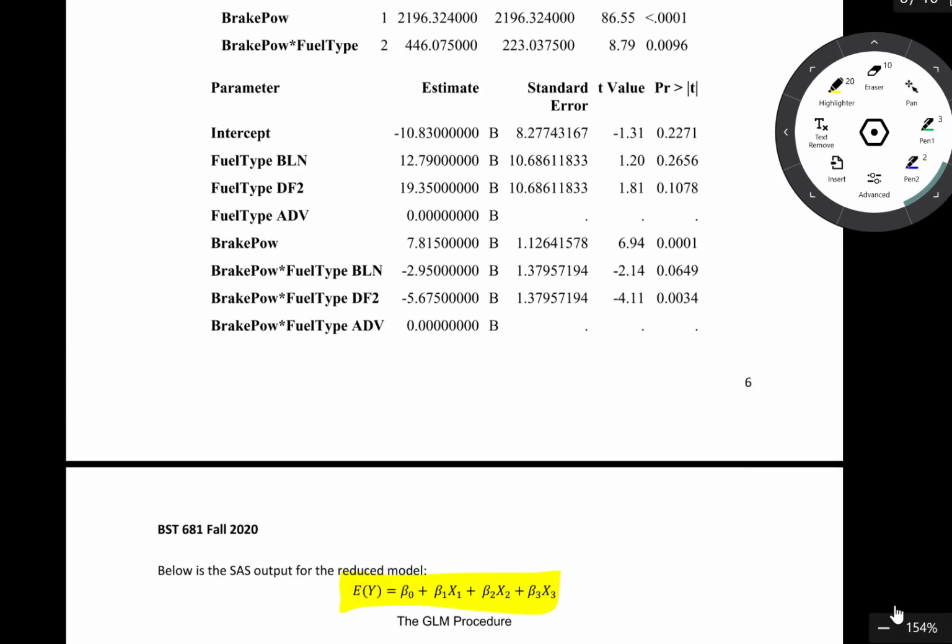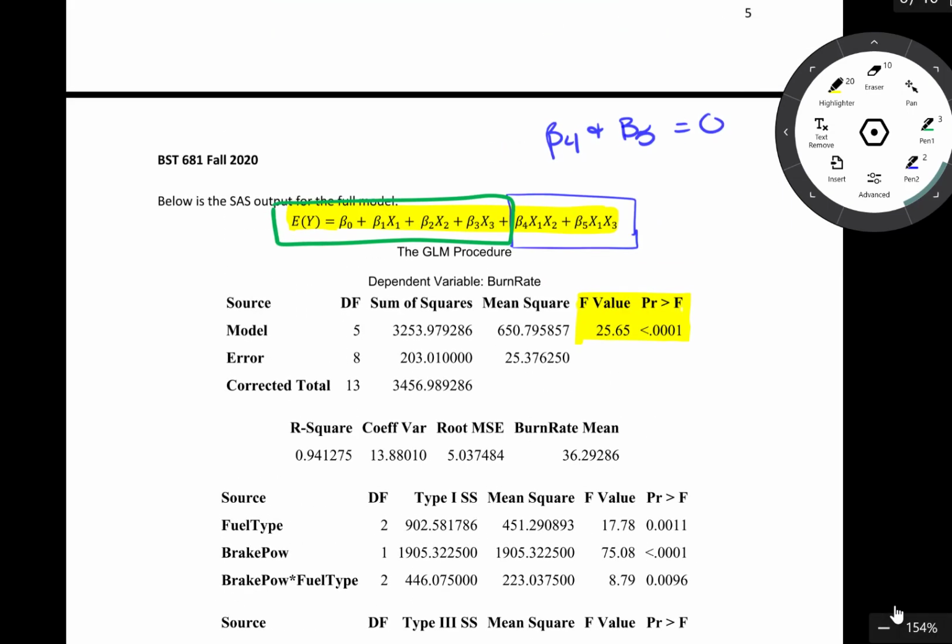All right, so we might next want to conduct a test to see whether brake power and fuel type interact. So let's again go back and look at the comparison of our two models. Notice we have our full model here, and the reduced model, the model without the interaction terms, is in the green box. Previously we saw how to test if there was an interaction if there was only a single term that dealt with the interaction, and we could look at that t-test. But notice here, the part of the model that corresponds to the interaction involves two different coefficients, both beta 4 and beta 5. So for this reason, we're going to use that f-test for comparing nested models.